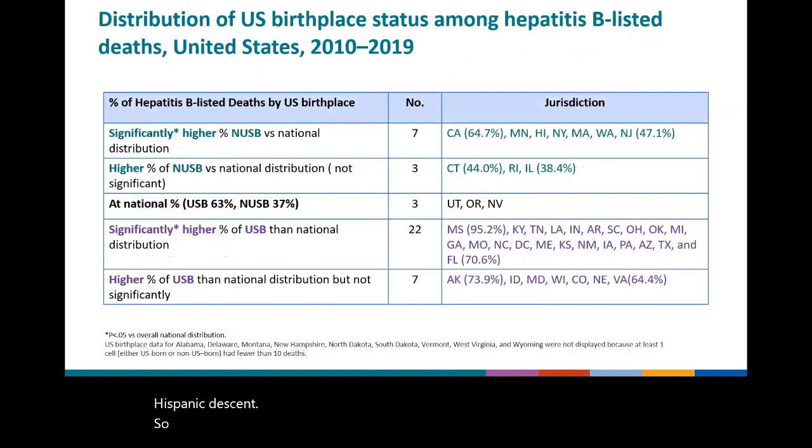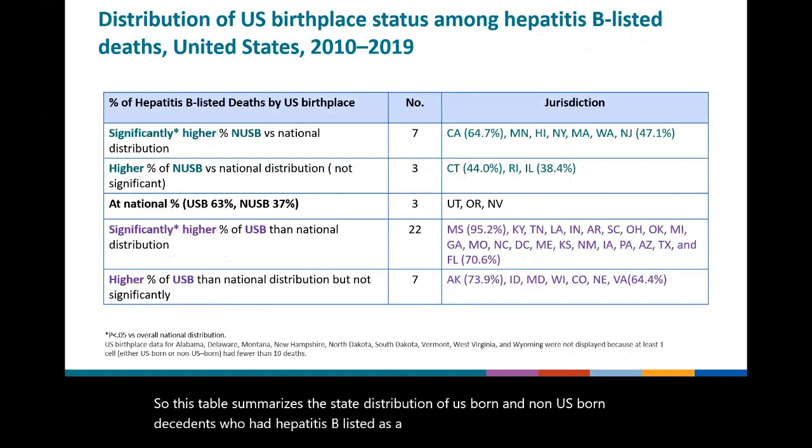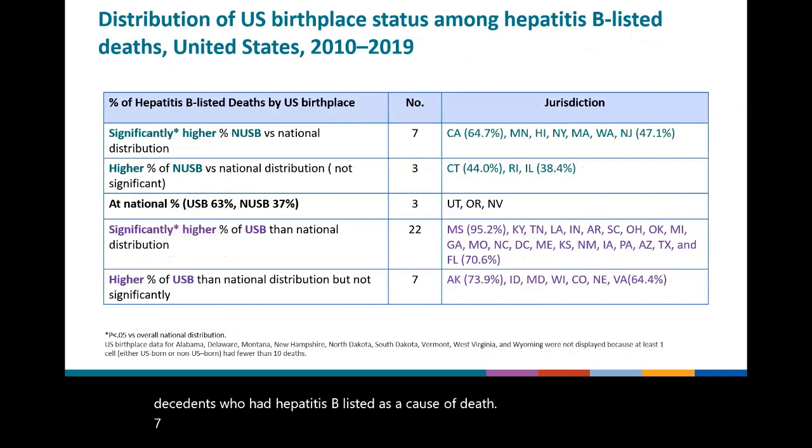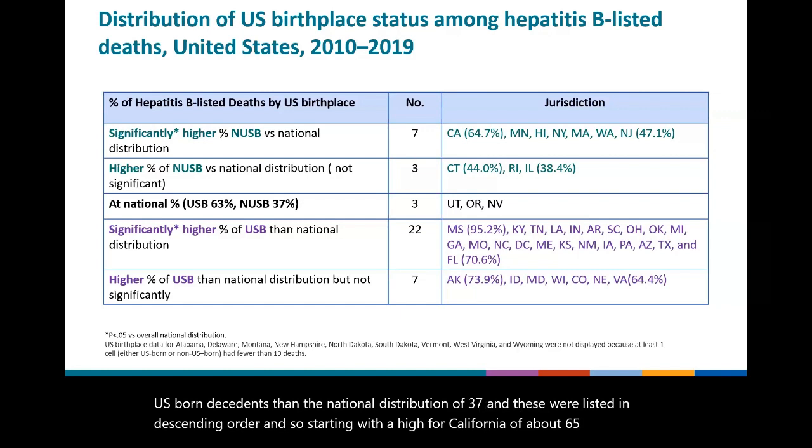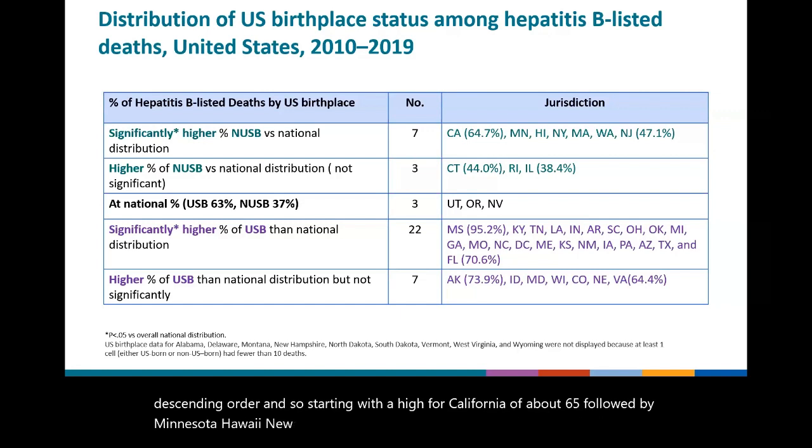So this table summarizes the state distribution of US-born and non-US-born decedents who had hepatitis B listed as a cause of death. Seven states, as shown in the first row, had a significantly higher proportion of non-US-born decedents than the national distribution of 37%. And these were listed in descending order. And so starting with a high for California of about 65%, followed by Minnesota, Hawaii, New York, Massachusetts, Washington, and New Jersey with 47% non-US-born.